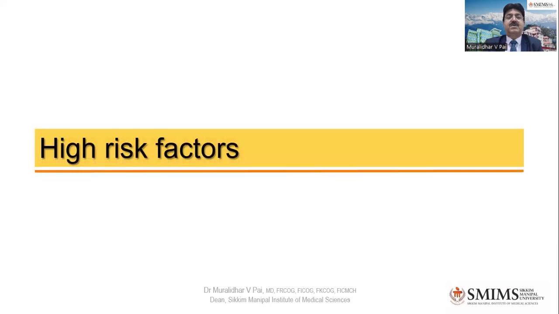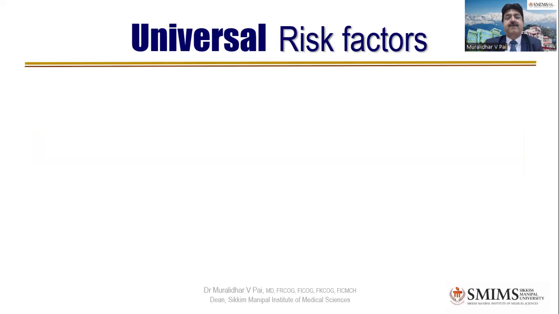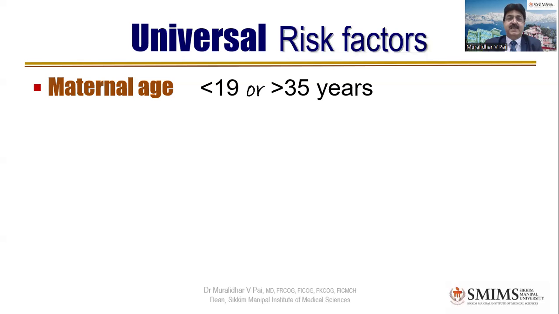So now let's go to risk factors category wise. I have divided them into different categories like this. First one is universal risk factors. This is there for all populations anywhere in the world, irrespective of ethnicity, caste, race, religion, or whatever it is. And they are maternal age. So everybody ages, isn't it? So extremes of age, less than 19, teenage pregnancy is a risk factor.